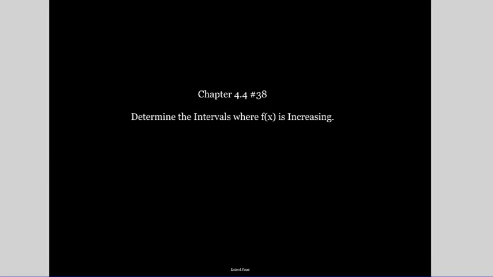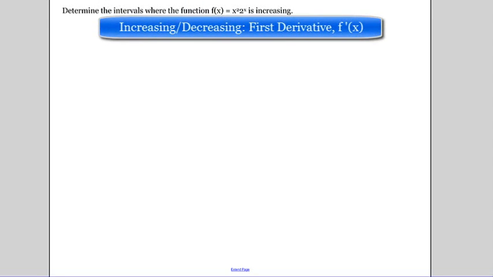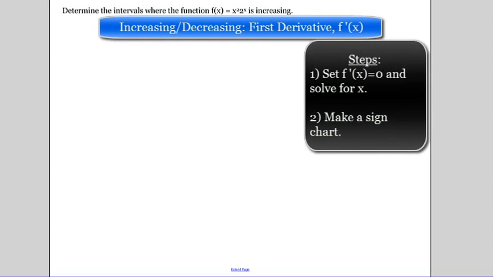In this tutorial, we will determine the intervals where a given function is increasing. Determine the intervals where the function f of x equals x squared times 2 to the x is increasing. So remember, when you see increasing or decreasing, you should think of the first derivative. The first step for us is to set f prime of x equal to 0 and solve for x. Then we will make a sign chart.